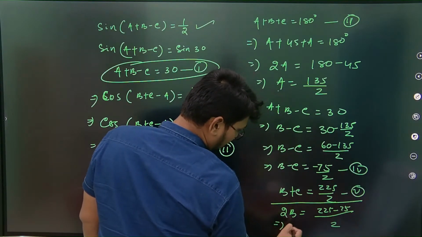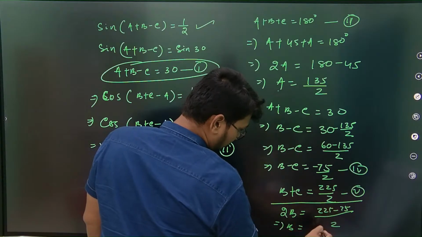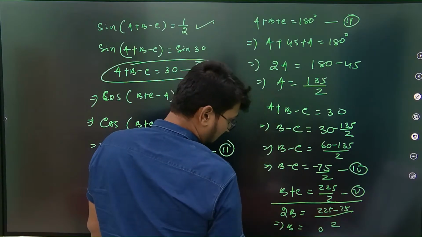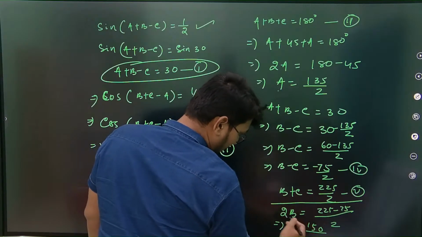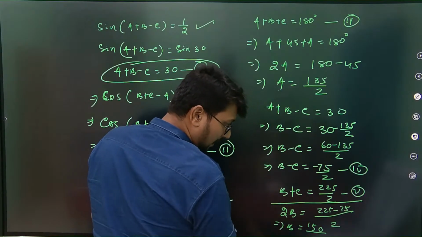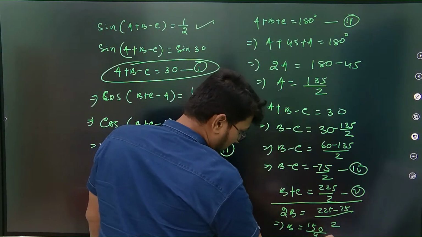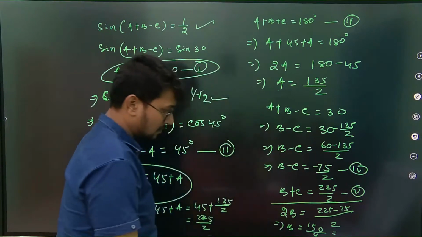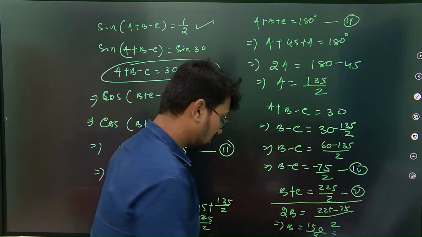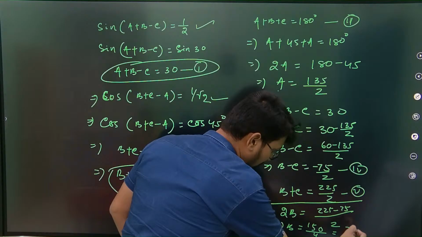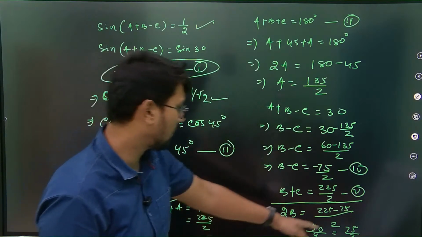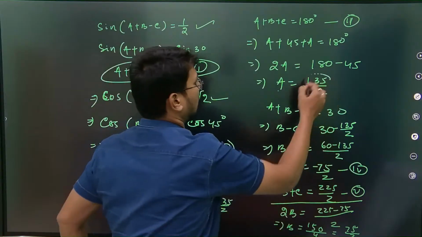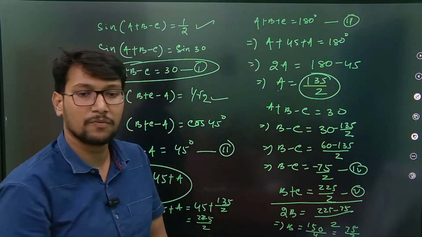So therefore B equals how much? 225 minus 75, the 5s cancel, 22 minus 7, how much? 150 by 2 multiplied, that side it will be divided by 4. So now you can cancel. How much will you get? 75 by 2. Okay, 75 by 2 you have got. This is 135 by 2. Then you'll get the value of C.